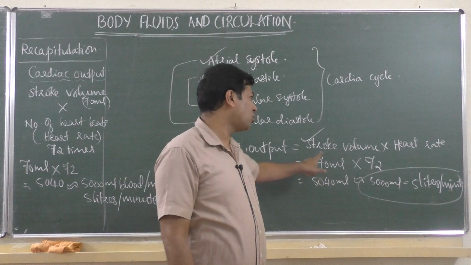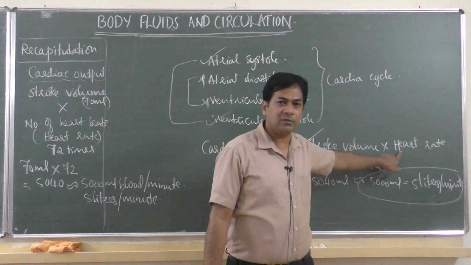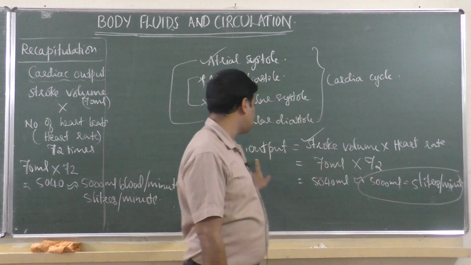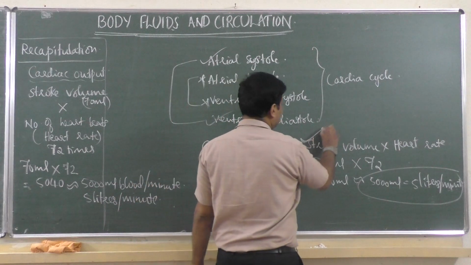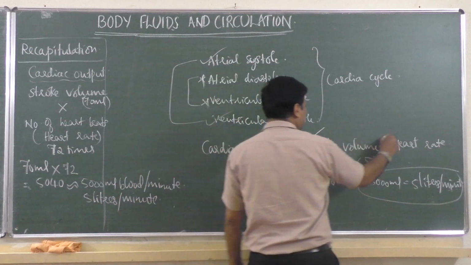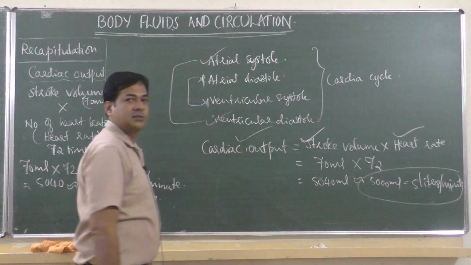At that time stroke volume also changes. If stroke volume changes, heart rate also changes, then total cardiac output also changes. Now we have the ability to change stroke volume. When we change stroke volume, heart rate also changes, then total cardiac output value also changes.